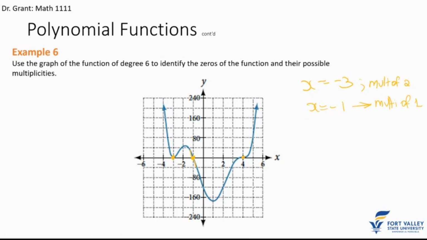And then if we look here, notice it has a little flat and then down. So at x equals 4, we have a multiplicity of 3. Now, if we add these, 3 plus 2 is 5, plus 1 is 6. So that means these are my correct multiplicities of my zeros.